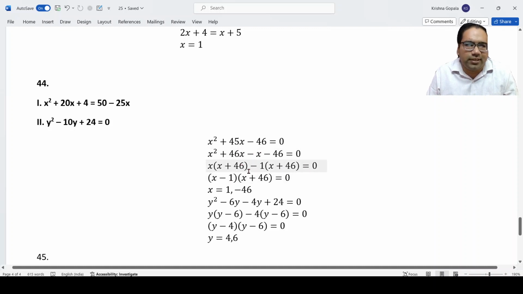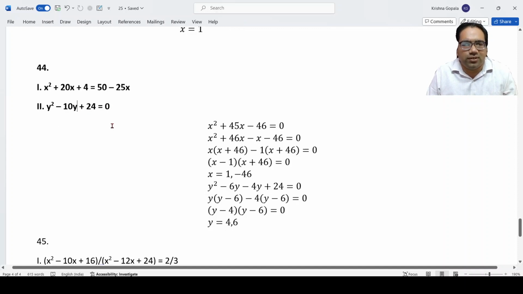So x into x plus 46, minus 1 into x plus 46, equals 0. So x equals 1 or x equals minus 46. This is how we solve this problem. Now, this is the solution coming from the first problem, x equals 1 and x equals minus 46. Let us similarly solve y square minus 10y plus 24.